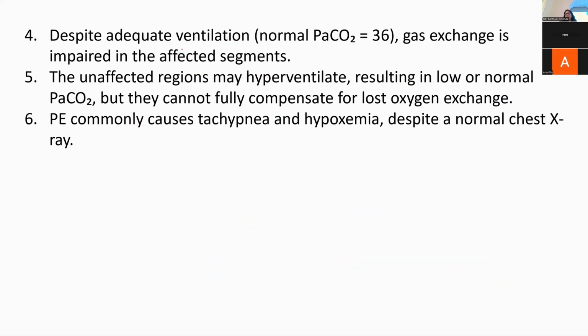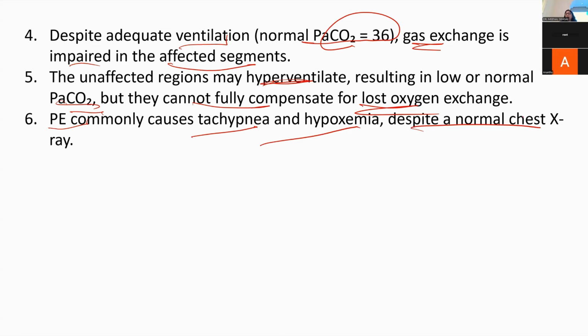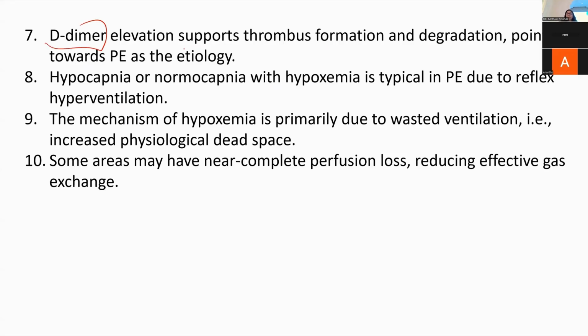Despite adequate ventilation, PaCO2 is normal, gas exchange is impaired in the affected segment because there is no blood to exchange the gases. So the unaffected regions may hyperventilate, resulting in low PaCO2, but they cannot compensate for the loss of oxygen. So pulmonary embolism will cause tachypnea, hypoxemia, despite a normal chest X-ray. D-dimer elevation again supports the diagnosis of pulmonary embolism. Hypocapnia or normocapnia with hypoxemia in pulmonary embolism is due to reflex hyperventilation.